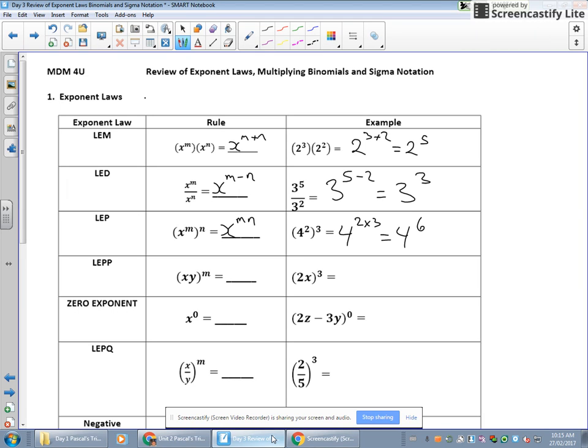When the two bases are being multiplied, we can expand that to show that it becomes x to the m, y to the m. So the exponent m is being distributed across both bases. So in this case, that would be the same as saying 2 to the power of 3 times x to the power of 3. We might summarize that to be 8x cubed.